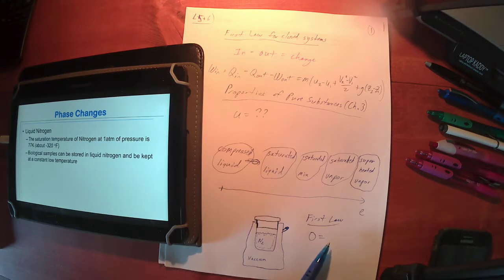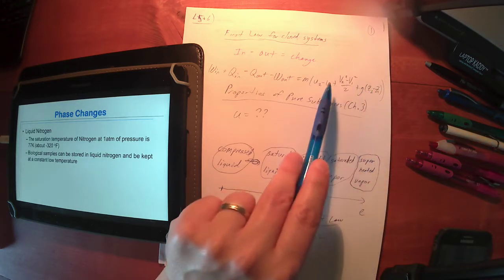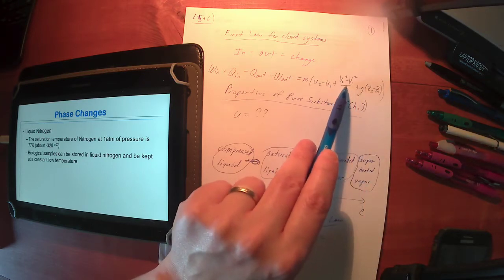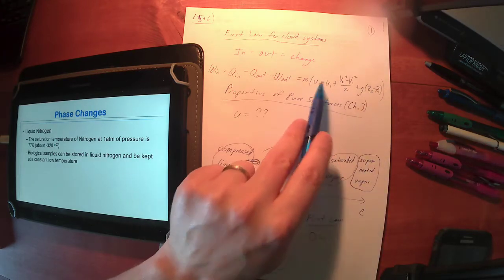Well, what are the types of energy that can change for our system? There are 3 types of energy that can change for our system: kinetic energy, potential energy, and internal energy. So if it's stationary, there's no change in kinetic energy and no change in potential energy, and that just leaves the internal energy.